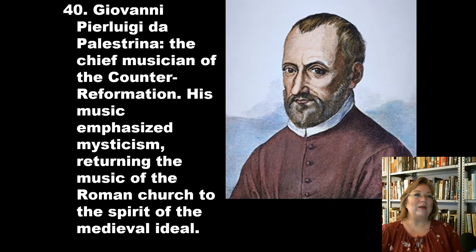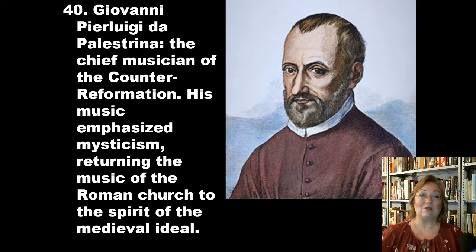Okay, Giovanni Pierluigi. Wow, great names. De Palestrina. So Giovanni Pierluigi de Palestrina. He was the chief musician of the Counter-Reformation. So the Catholic Church, this is one of the things that they kind of gave ground on after the Reformation, and they were now looking at the Counter-Reformation. They said, okay, we'll let everybody sing. That's fine. Well, that was one of the least important things, but that's what they went with. His music emphasized mysticism, the idea that you can't truly know God, and he returned to the music of the Roman Church, the spirit of the medieval ideal, the idea that you cannot reach God no matter how hard you try, that it is God way up high, you're an insignificant ant, and you need the church to stand in between the two of you. But he has a great name, Giovanni Pierluigi de Palestrina.